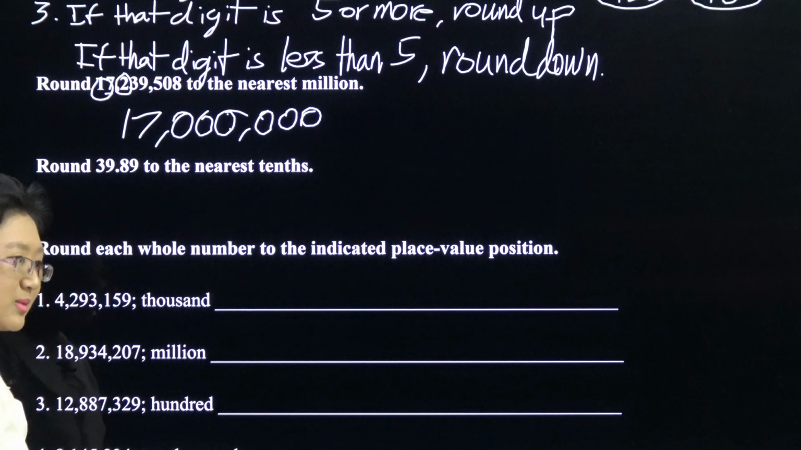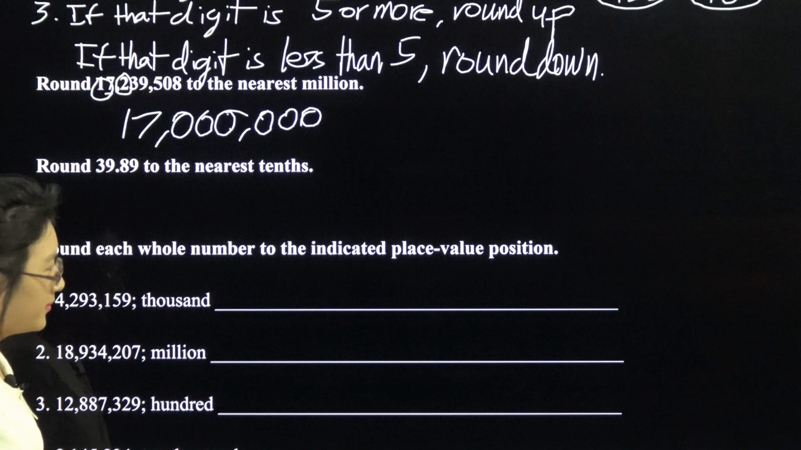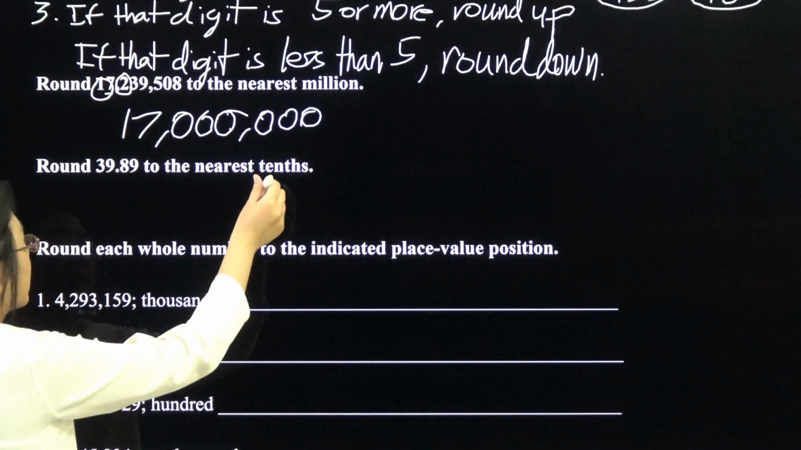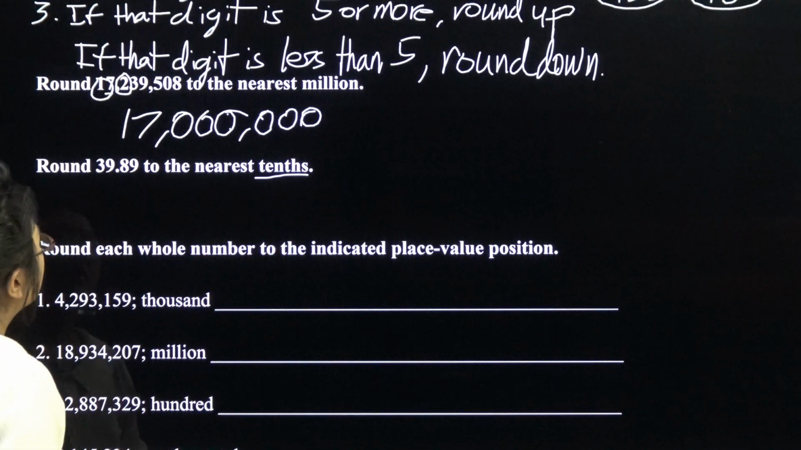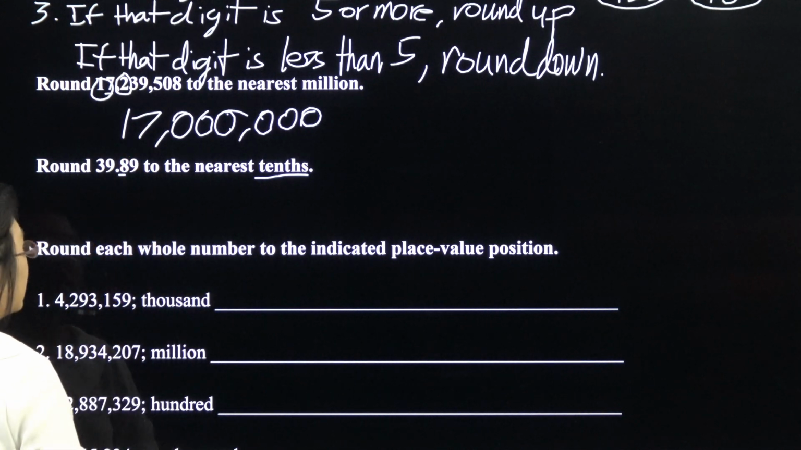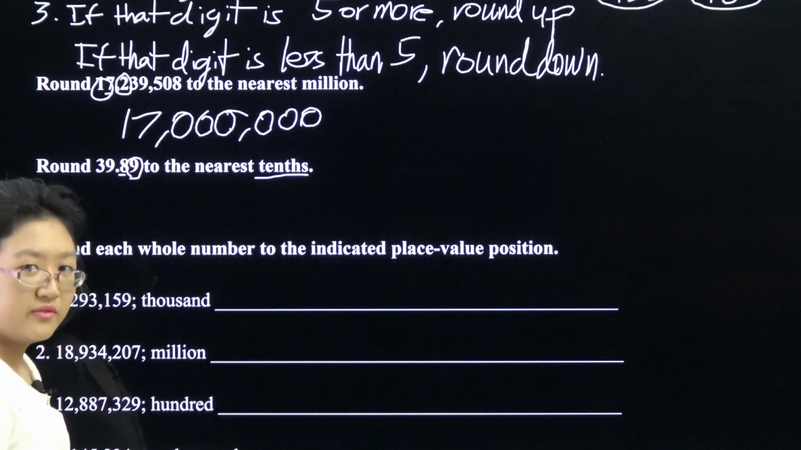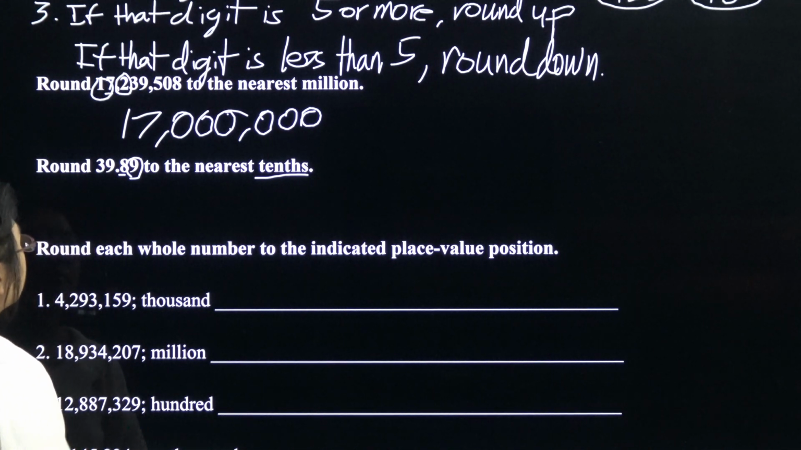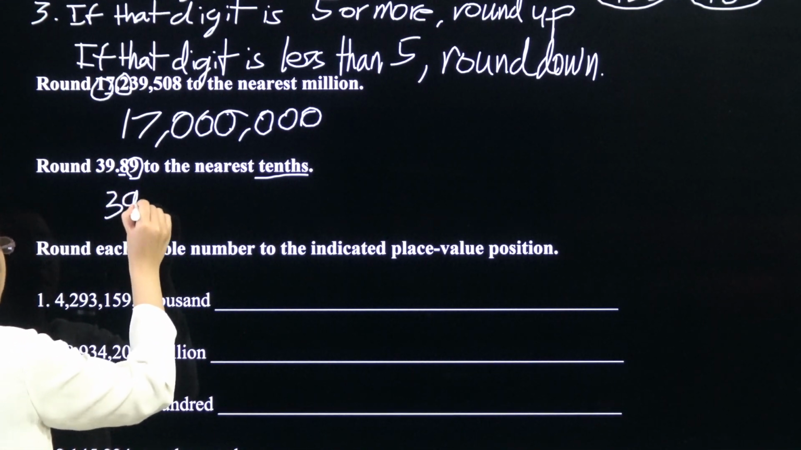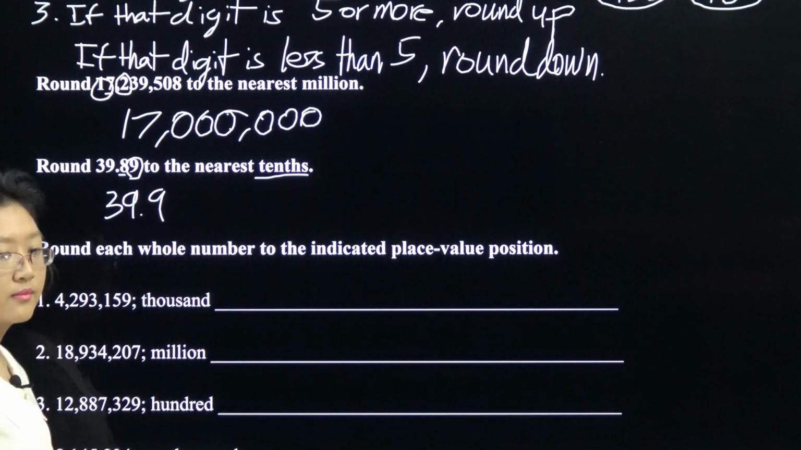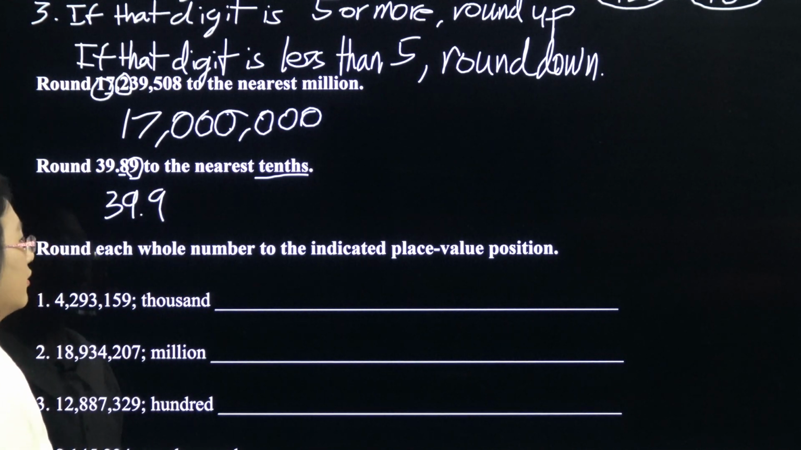Now, what if we do it with decimals? It's the same general idea. So it says to the nearest tenth. So we look at that, and then we move 1 to the right, which is a 9, and 9 is bigger than 5. So we round up to 39.9. Wow.